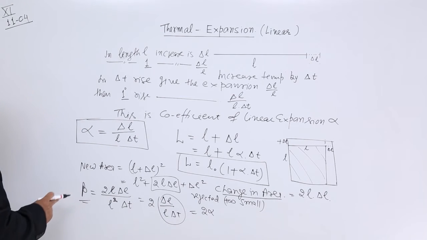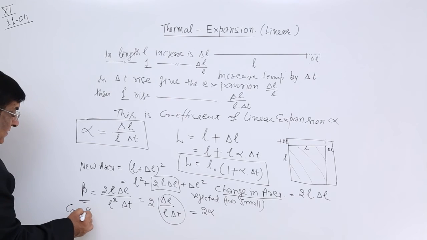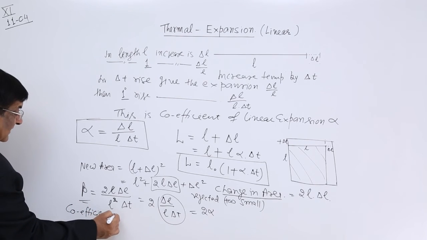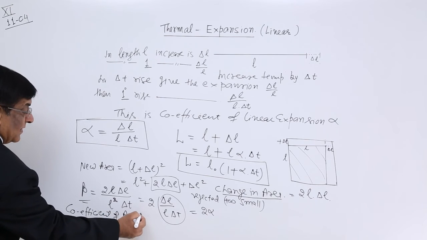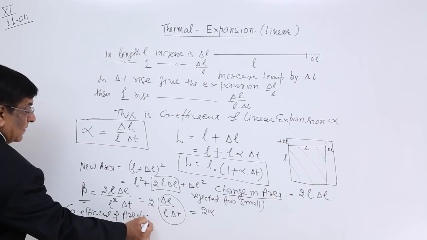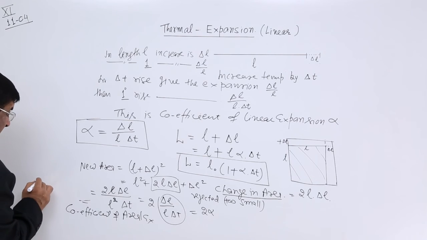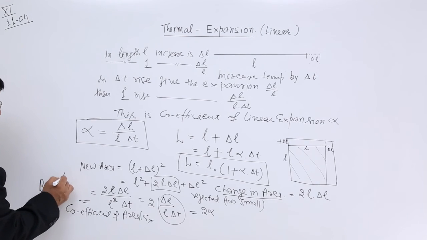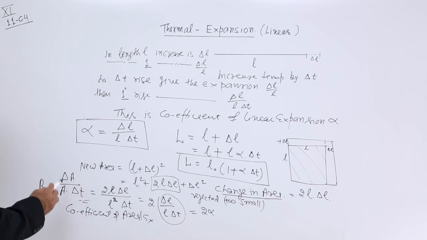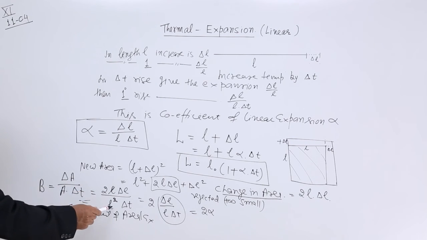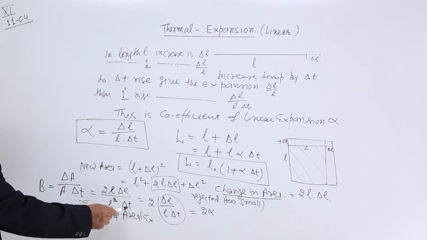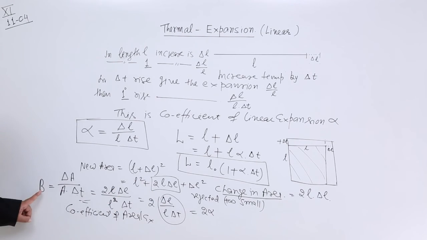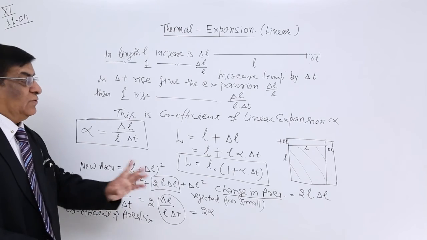So beta is the coefficient of areal expansion. Coefficient of areal expansion can be written as change in area divided by original area multiplied by change in temperature. This is change in area, this is original area, this is change in temperature, and we get 2 alpha. So beta is equal to 2 alpha.